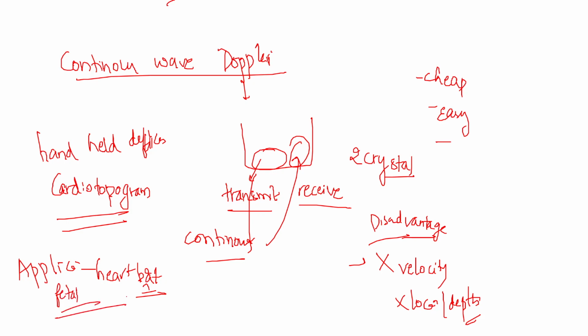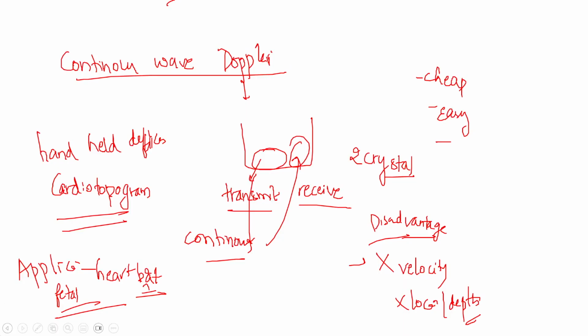In order to find the fetal heart rate, we can use this continuous wave Doppler. We can also use it to measure high velocities from transvalvular gradients, like aortic stenosis or tricuspid stenosis. The next type of Doppler, which is also important, is pulsed wave Doppler.